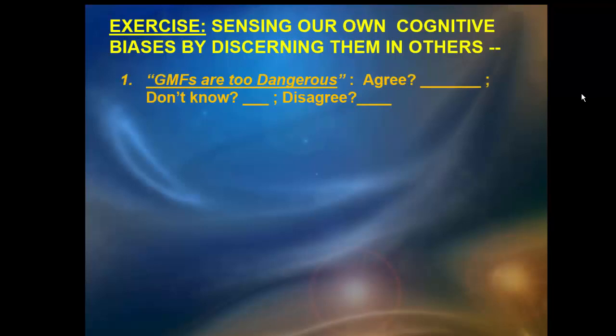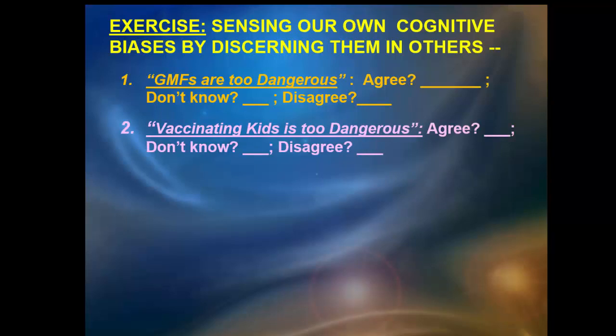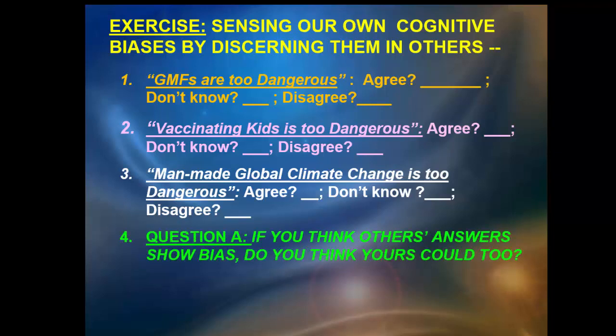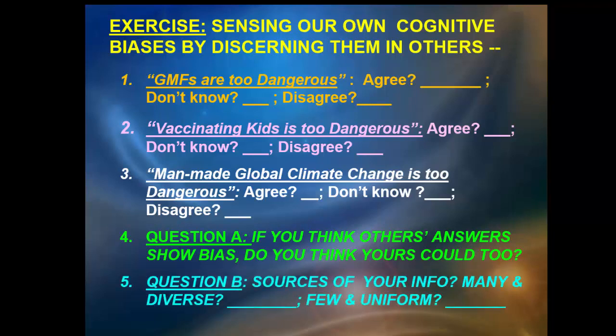Genetically modified foods are too dangerous. You agree with that? Don't know? Disagree? Vaccinating kids is too dangerous. You agree with that? Don't know? Disagree? Man-made global climate change is too dangerous. Do you agree with that? Don't know? Disagree? If you think others' answers show bias, you think yours could too? And what are the sources of your information? Many and diverse, few and uniform.